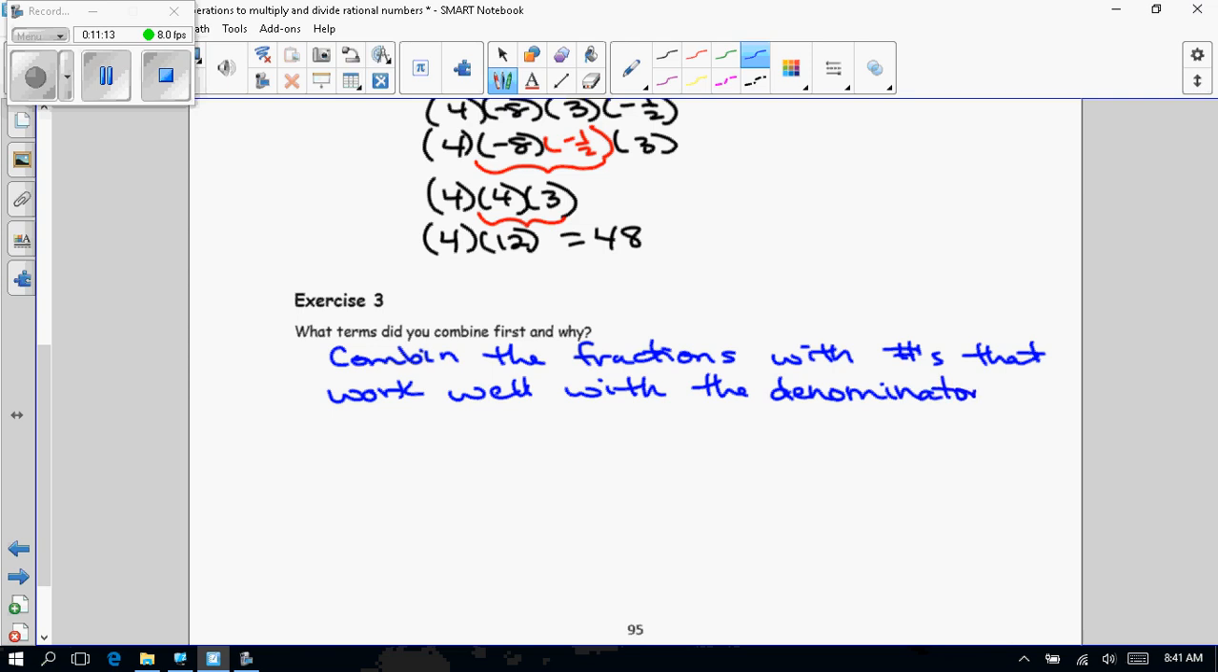Okay, so if you know, oh yeah, that's a multiple of 3, that's a multiple of 6, that's a multiple of 2, whatever the numbers are, pay attention to that so that they work nicely with those other numbers. It's going to make your life a lot easier. Going straight across, yes, you'll get the same answer. It's just going to be much more work for you. And I don't want you guys to have more work.